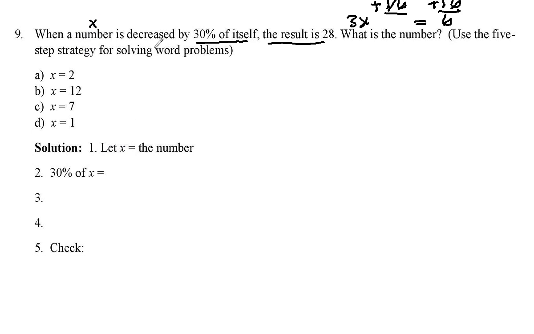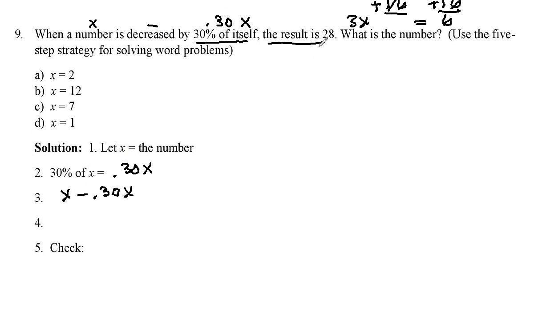And then let's represent the other quantities in the problem. So 30% of itself, so itself is x. So 30% of x is what we want. And of means multiply, so that's just 0.30x. And then step 3 is to write our equation. So the number x is decreased by, so that's a subtraction, 30% of itself, which is 0.30x. So our equation is x minus 0.30x.